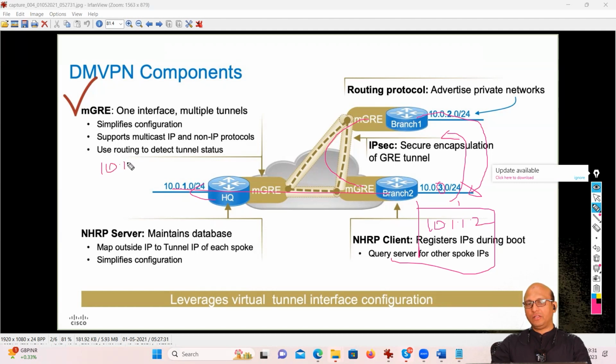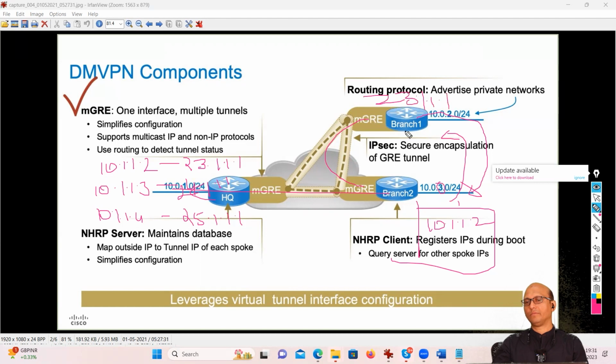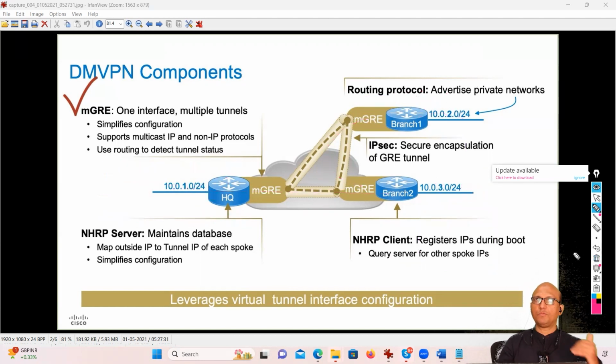So he has already registered this: 10.1.1.2 is 23.1.1.1 public IP address. 10.1.1.3 tunnel IP address has a public IP address of 24.1.1.1. 10.1.1.4 has a public address of 25.1.1.1. So 23, 24, 25. So yes, he's telling, I know 10.1.1.2. He is 23.1.1.1 public IP address. You can go there. So see, headquarter is helping these branches to communicate with each other, to form a tunnel between each other and exchange the data.